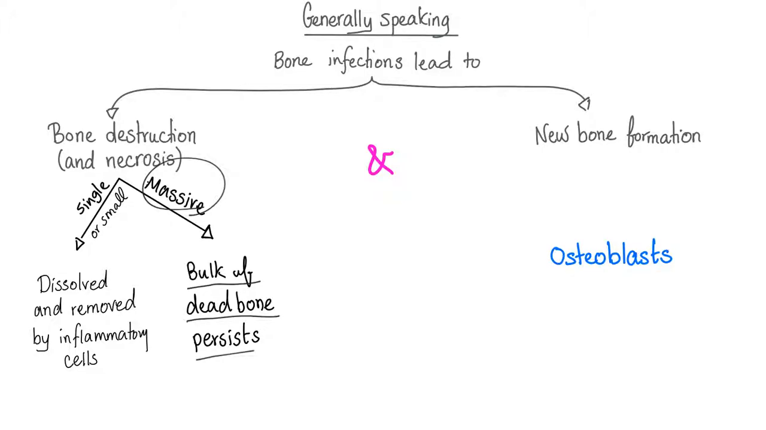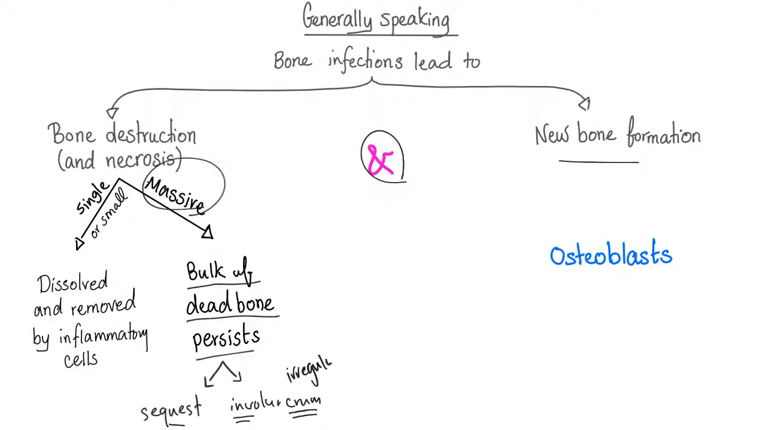And in case of osteomyelitis, we have two types of this bone. In the beginning, it's called sequestrum. And on top of this sequestrum, you have involucrum. The involucrum acts as an envelope. It's the crumb of the bone. It's very irregular. And we have also new bone formation thanks to the osteoblasts.